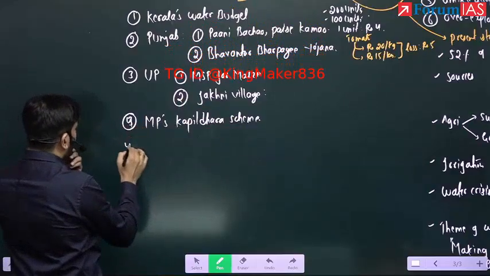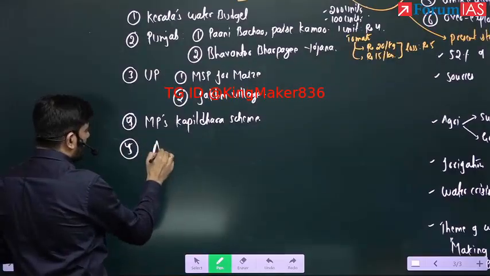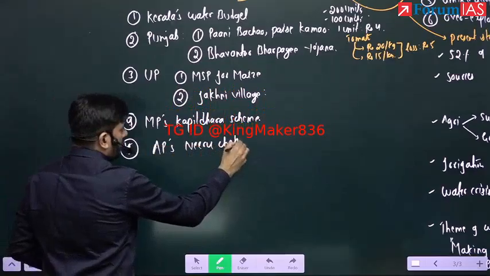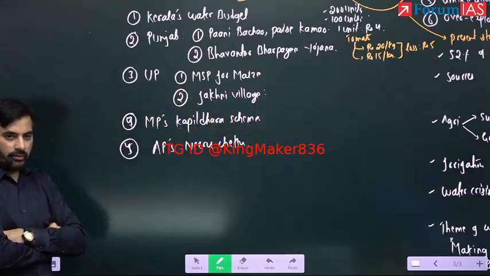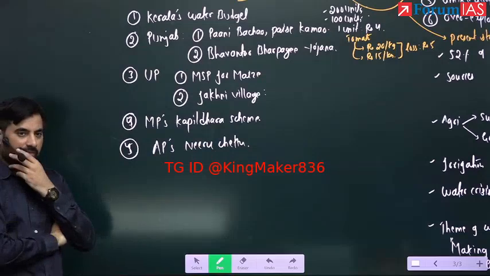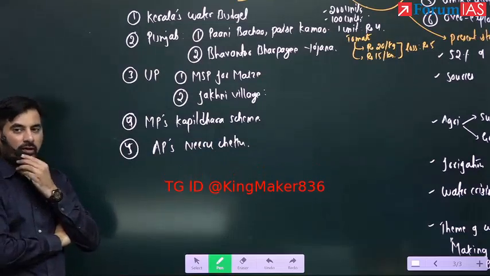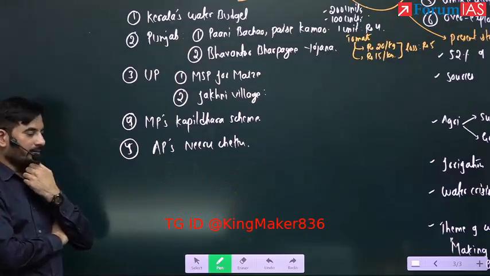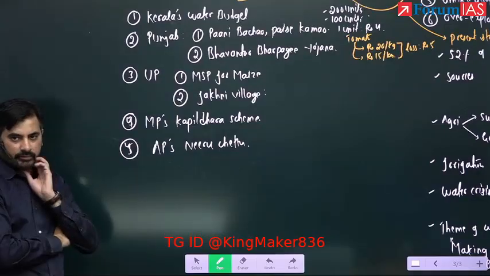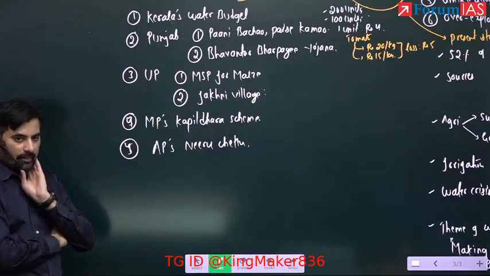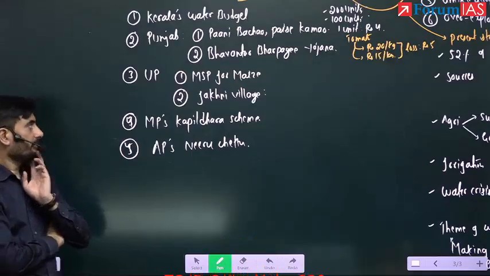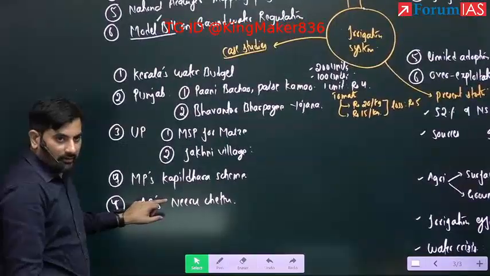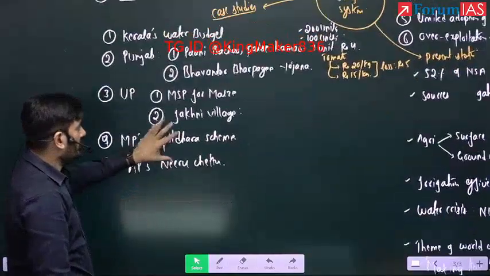Okay, next is Andhra Pradesh. It has a separate program called Neeru Chettu. Neeru Chettu program for rainwater harvesting and groundwater. Okay, so these are some of the case studies that you can write. Let's move to the last part.